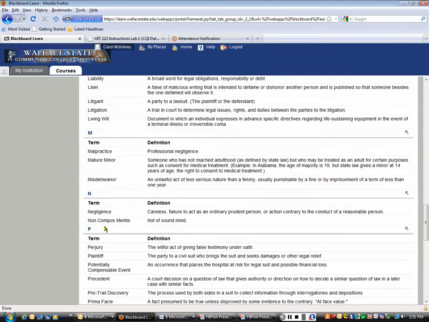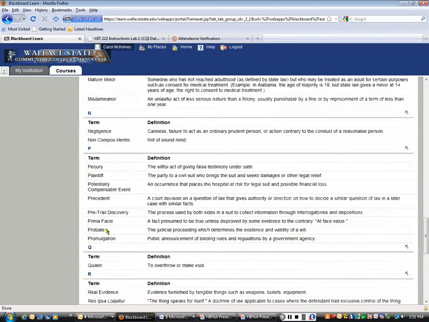Non compos mentis means not of sound mind. Someone may be appointed a guardian if they are deemed by the court to be non compos mentis. Perjury means the willful act of giving false testimony under oath. So once someone's sworn in and under oath and then basically lies, that's determined to be perjury.